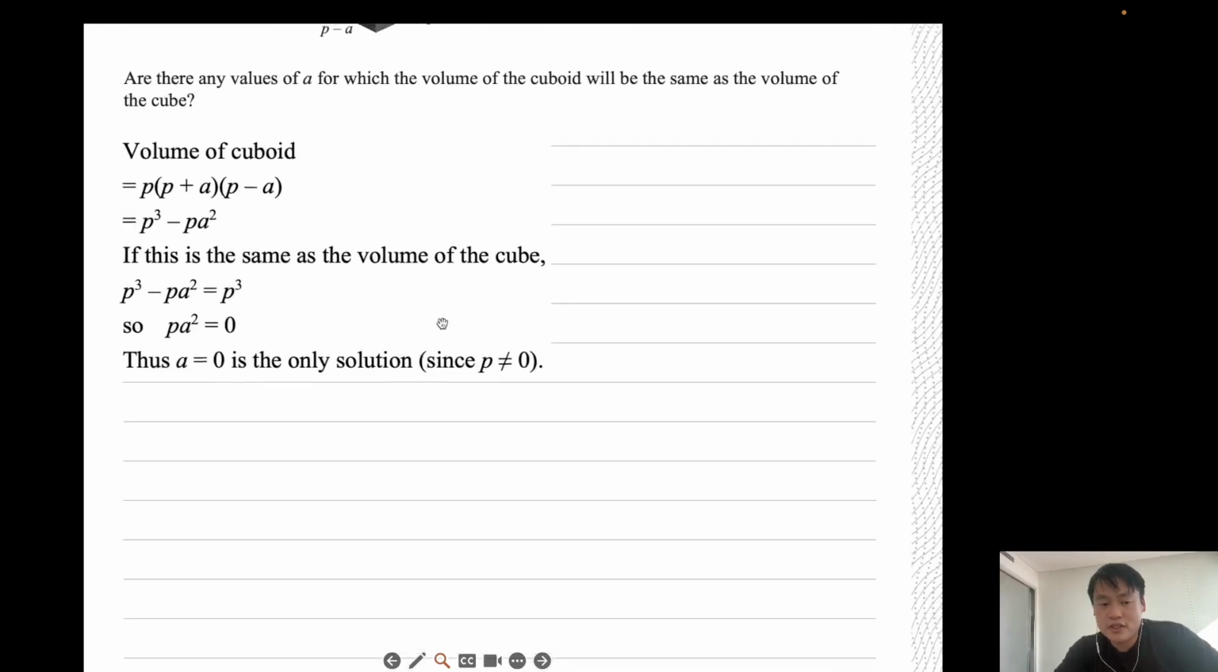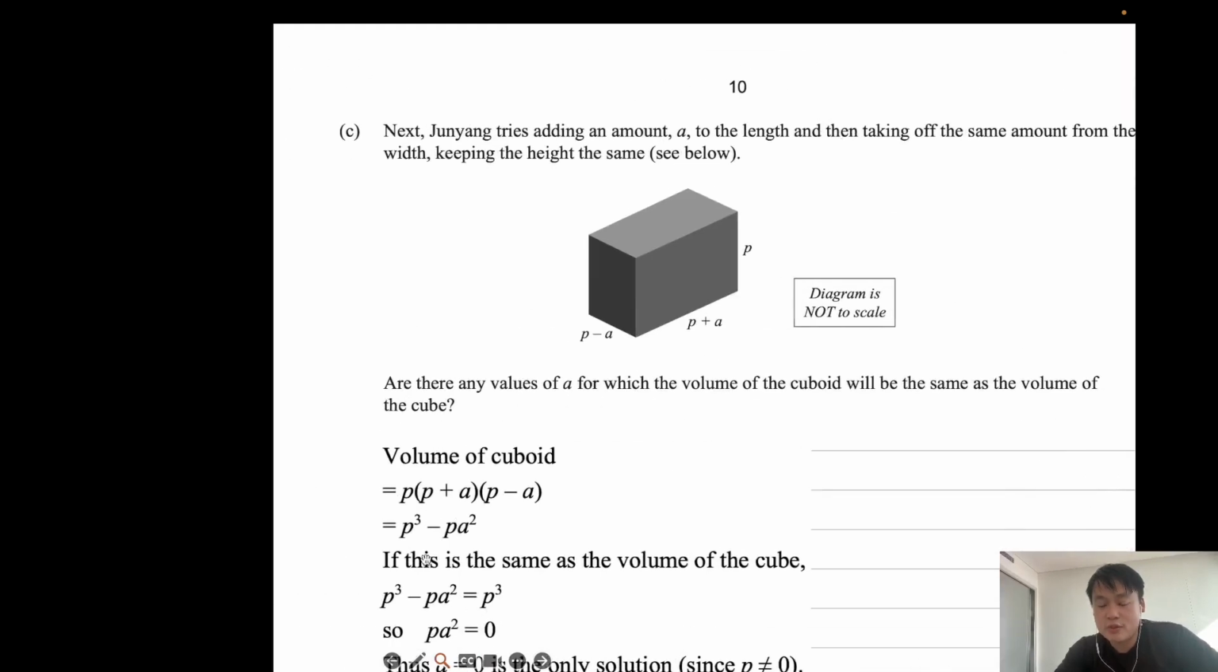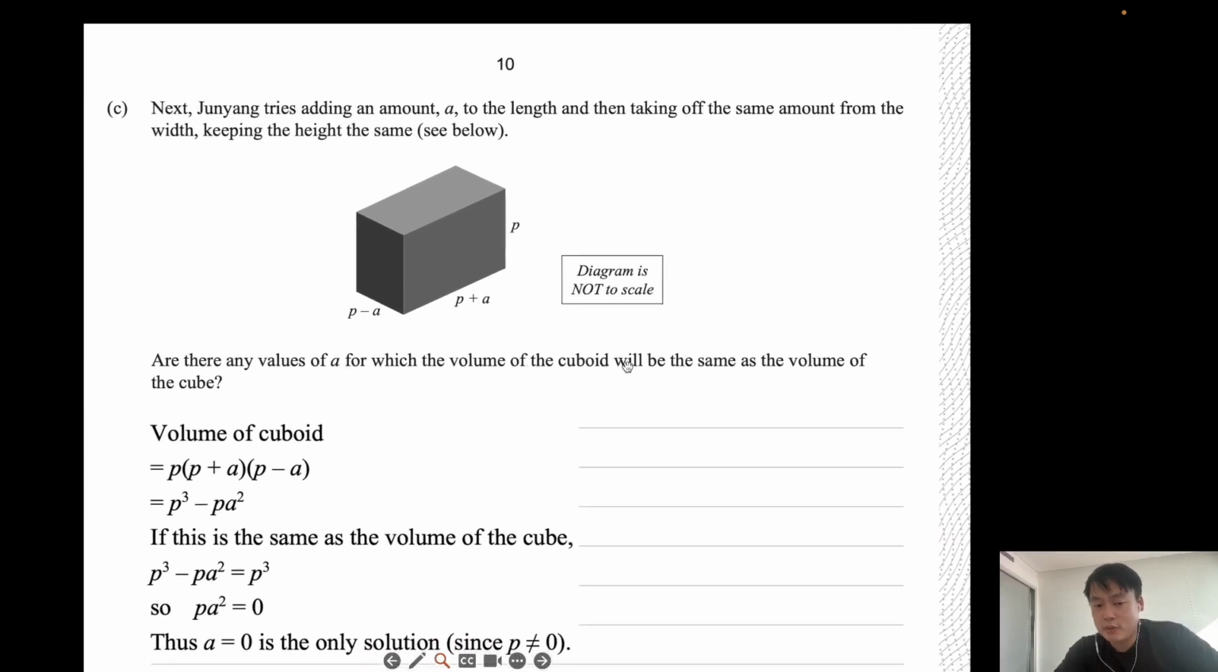So I'm just explaining to you, that's how you get the volume of the cuboid and the volume of the cube. And then my point is this: any values of A for which the volume of the cuboid will be the same as the volume of the cube. Remember the common sense question? In case you don't understand what this is asking, you should understand this straight away and know what to do. But in case you don't, let me give you a basic thought experiment over here.